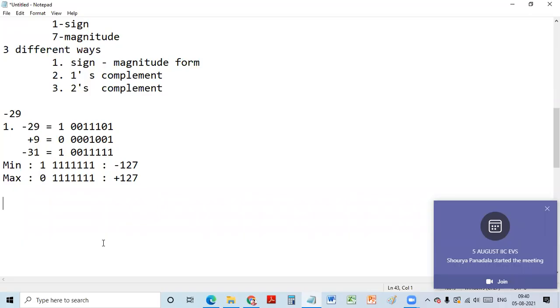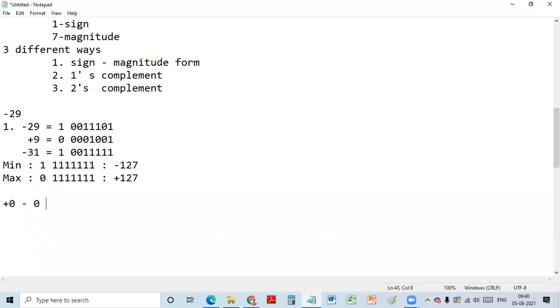If I come to 0, positive 0, what is its notation? All zeros: sign 0 and 7 zeros, right? This is positive 0. And what is minus 0? Negative 0: sign is 1 and the rest are zeros. But as per our interpretation, either positive 0 or negative 0, it is just 0.